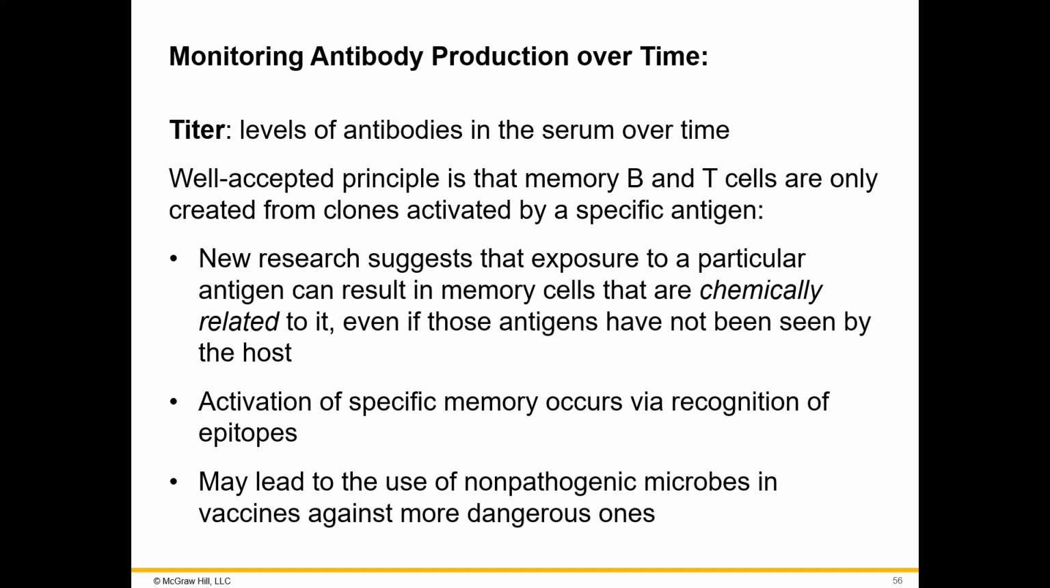This realization is actually upsetting the long-held view that memory only exists because of specific exposures. But if we consider how activation of adaptive immunity occurs, it starts to make sense when we consider recognition of epitopes, which are small molecules or small pieces of macromolecules on the surface of microbes. So if other microbes share those chemical signatures, or if they share those epitopes, memory cells are going to react against them as well. And this may lead to the use of non-pathogenic microbes in vaccines against more dangerous ones, which would be a wonderful outcome.